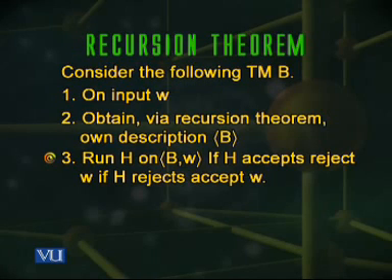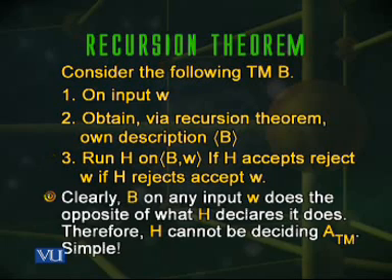That means its own description followed by W. If H accepts, then B rejects W, and if H rejects, then B accepts W. Clearly, on any input W, B does the opposite of what H declares it does. Therefore, H cannot be deciding A_TM. Simple. So, only a few lines were needed to prove that the halting problem is undecidable. That's because we have all the power of the recursion theorem with us.